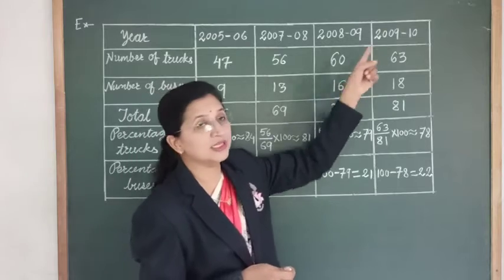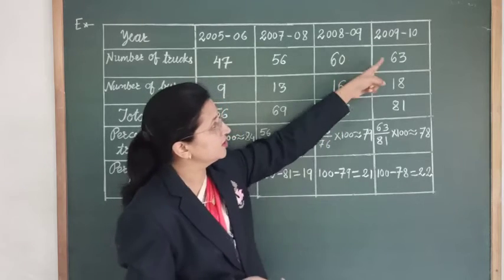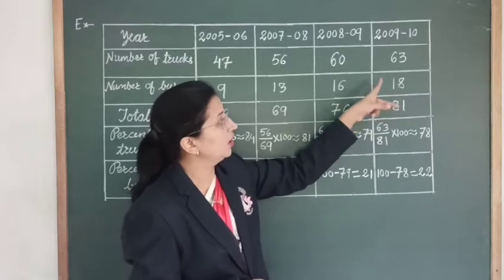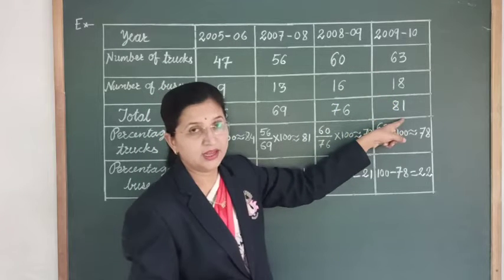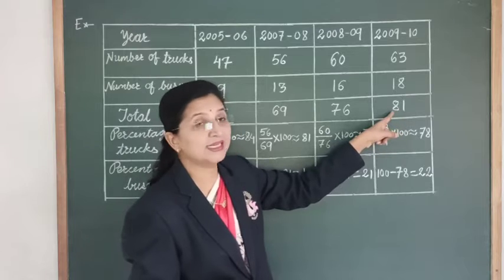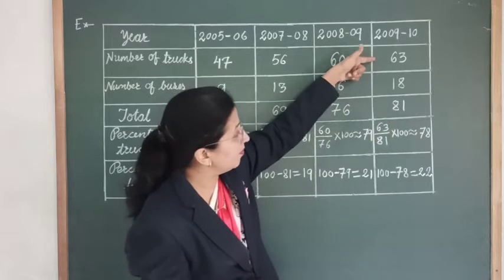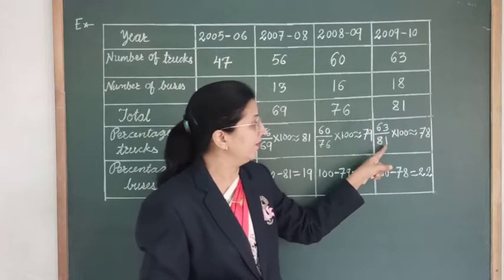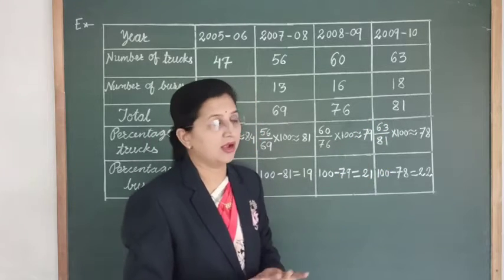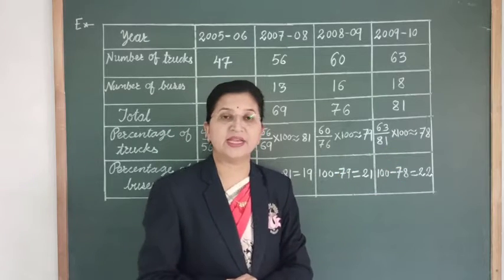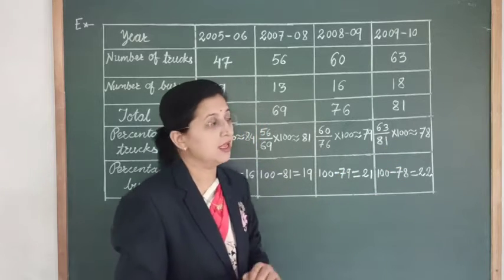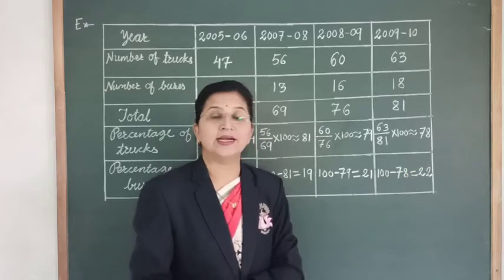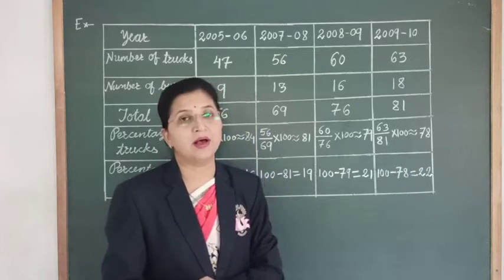Then in the last year, that is 2009 to 2010, trucks 63, buses 18, total 81. Okay. Then the percentage of trucks is the number of trucks 63 upon total number 81 multiplied by 100. After solving, we'll get approximately 78% of trucks. Then what about the buses? So 100 minus this 78, that is 22% will be of buses.